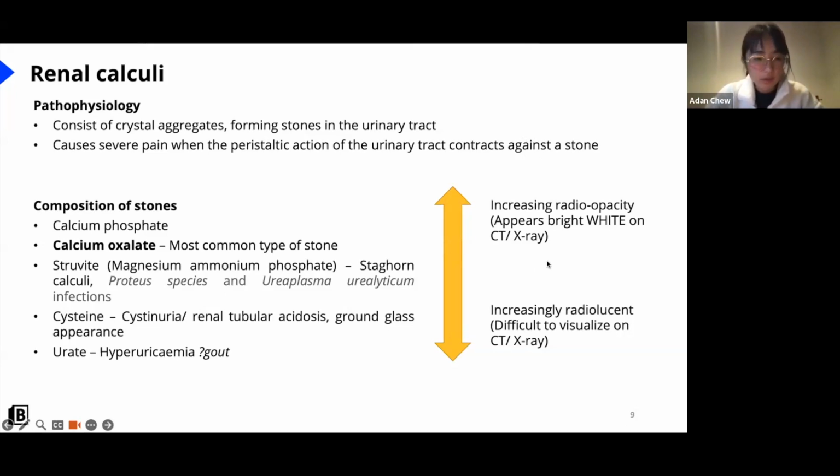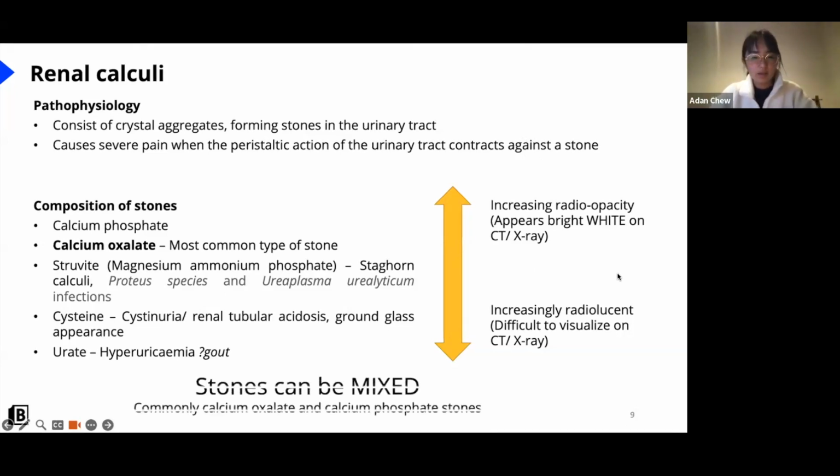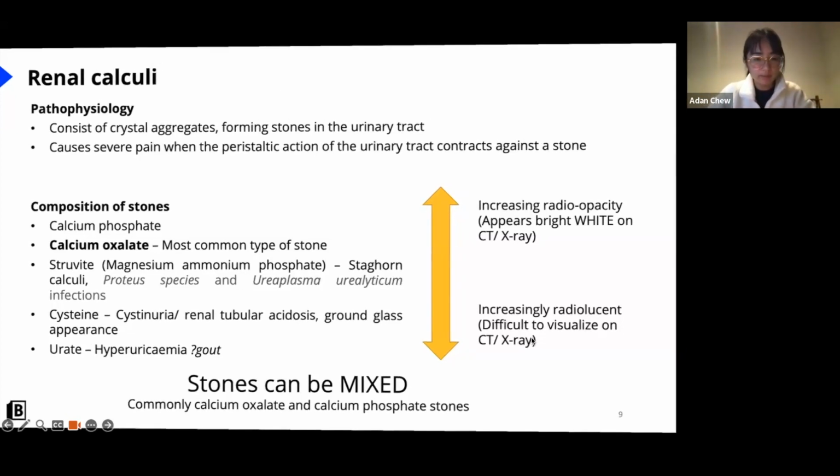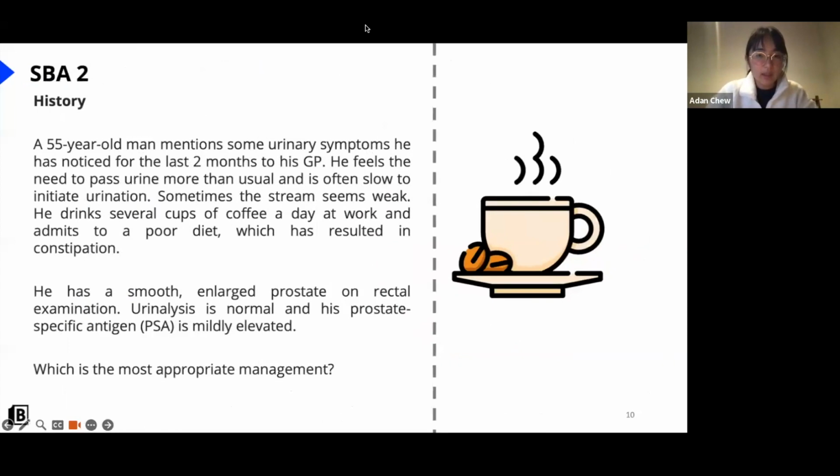Okay, so we'll move on to the next question. Oh yeah, one more point is that stones can also be mixed. Commonly, calcium oxalate and calcium phosphate stones can be mixed, but they'll also appear radio-opaque on the CT. So question 2, I'll change the Menti slides.